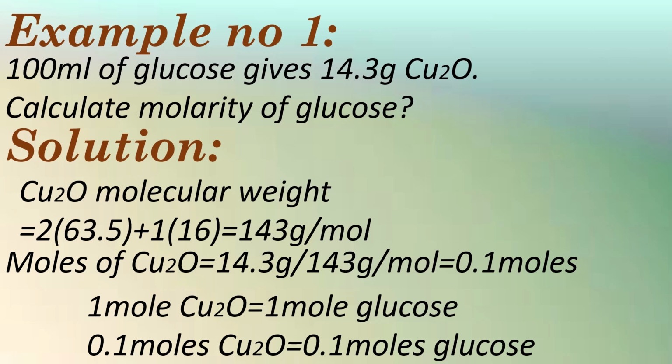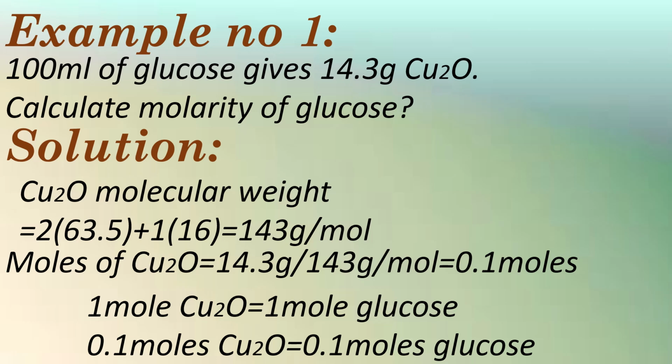Example number 1. 100 ml of glucose solution gives 14.3 gram copper(I) oxide. Calculate the molarity of glucose. As I have told you earlier in the equation on the previous slide, 1 mole glucose produces 1 mole copper(I) oxide. By this mole ratio, we can calculate the molarity of glucose. The mass of copper(I) oxide is given, and the volume of glucose solution is given.